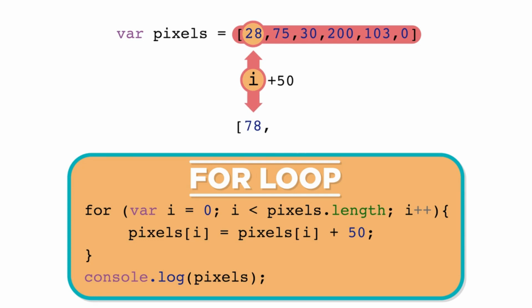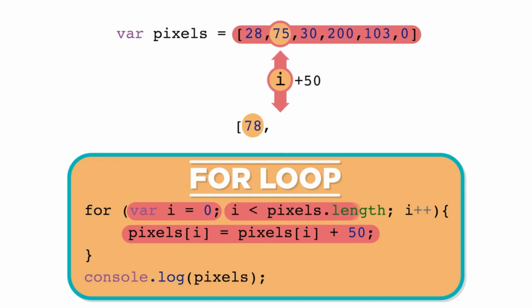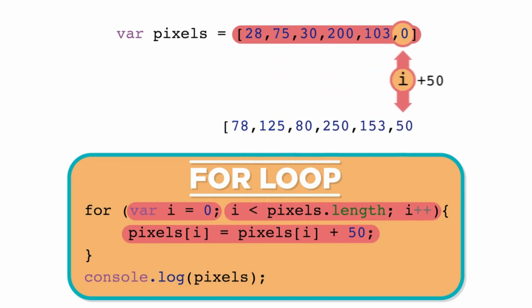So the first time through the loop, i is 0, pixels at index i, or pixels at 0, is 28, 28 plus 50 is 78, pixels at index 0 is updated to be 78. The next time through the loop, i is 1, so pixels at index 1 will be accessed and updated in the same way. This will happen for each item in the list.